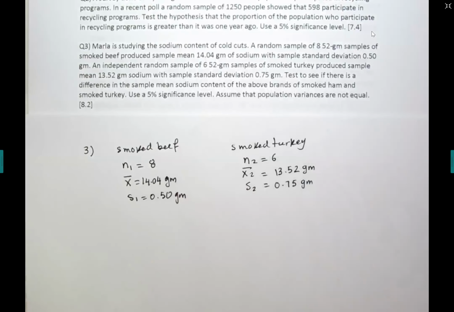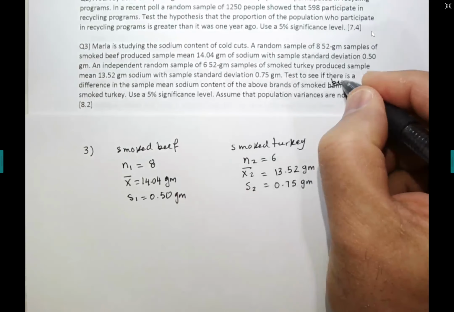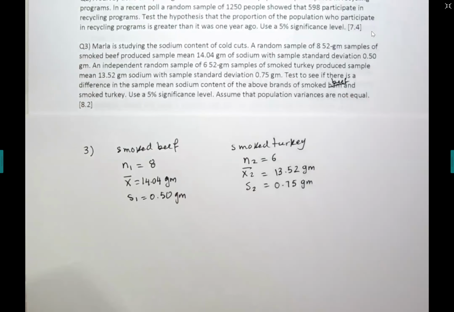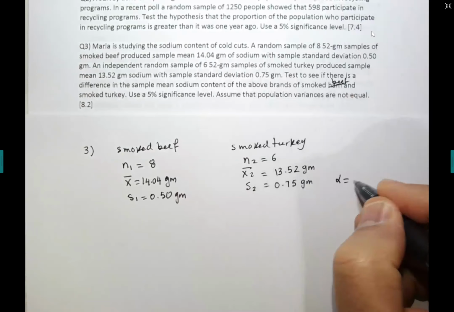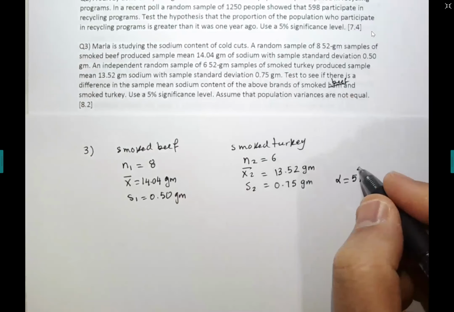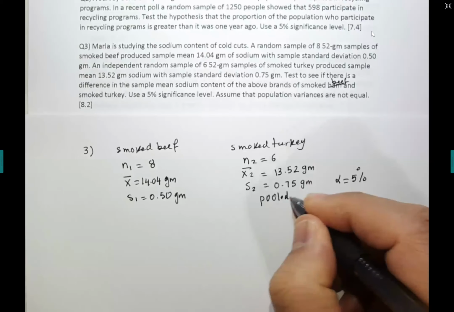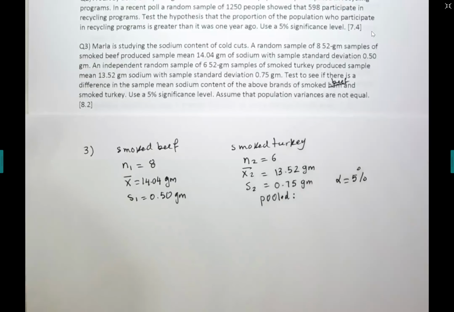Test to see if there is a difference in the sample mean sodium contents of the above brands of smoked beef and smoked turkey. Use alpha equals 5%, and assume the population variances are not equal. That means when it comes to pooled, guys, you're going to select what? Can a student tell me?